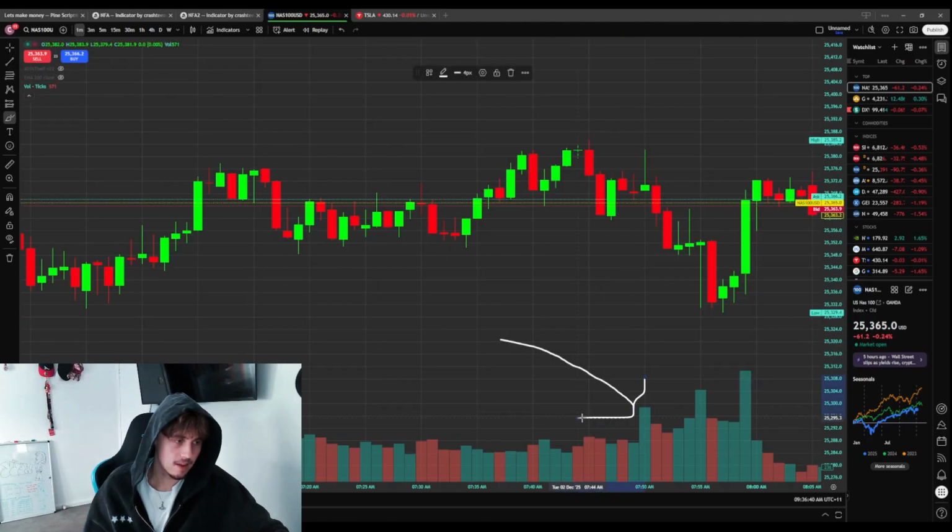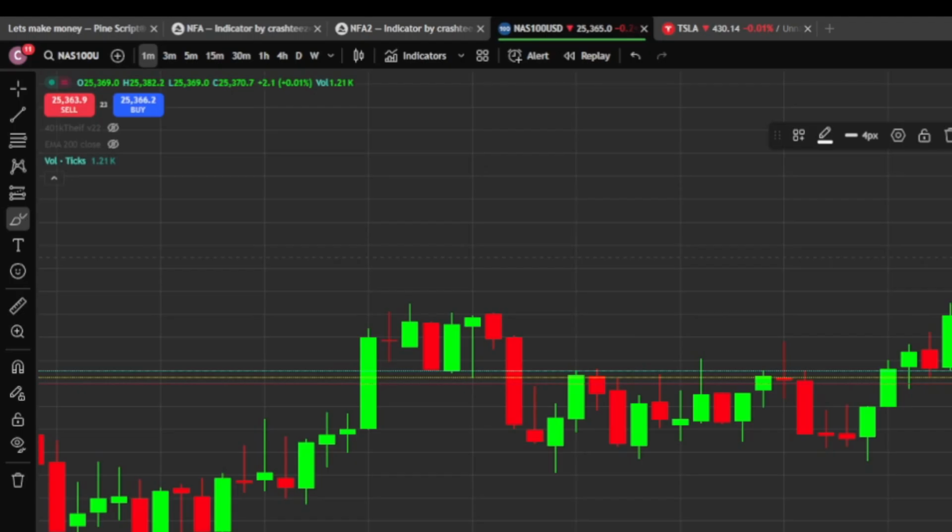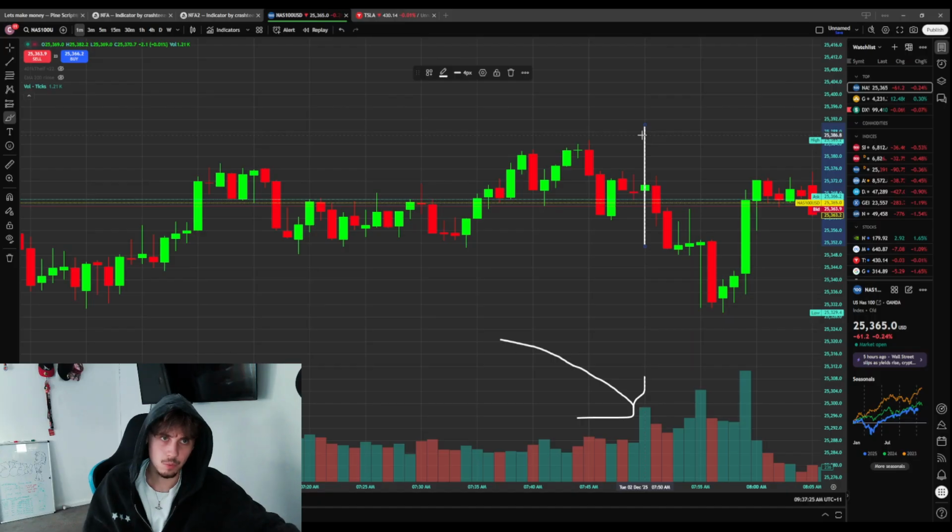You'll see these lines down the bottom. This is an example of an indicator. This displays the total volume of the asset being traded during each selected time period. So during this 1 minute, it says 1.21K up the top left. That means 1,210 contracts or shares were traded during this time period.